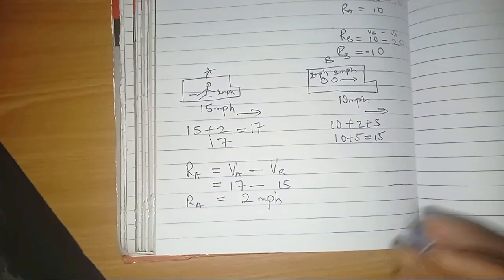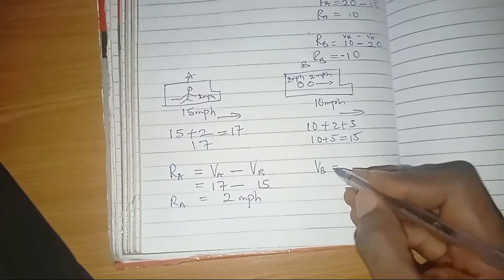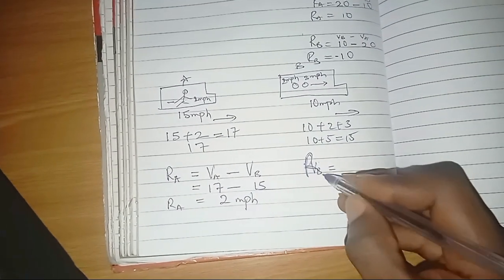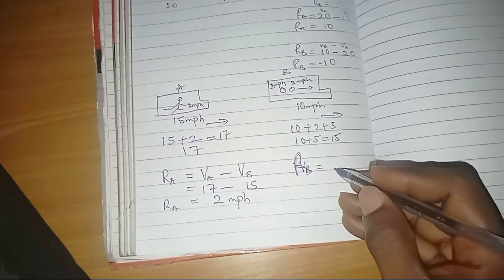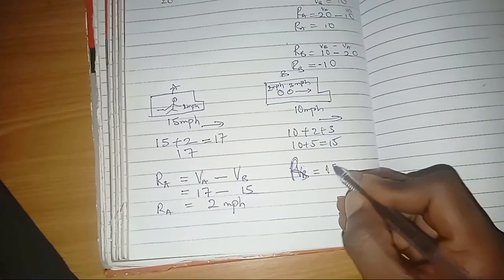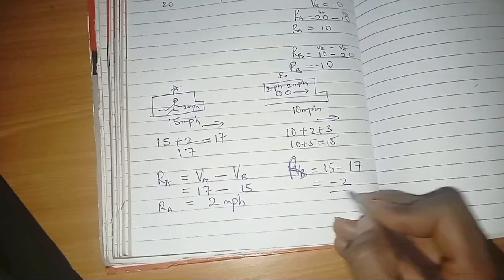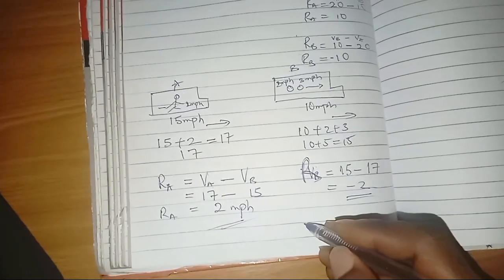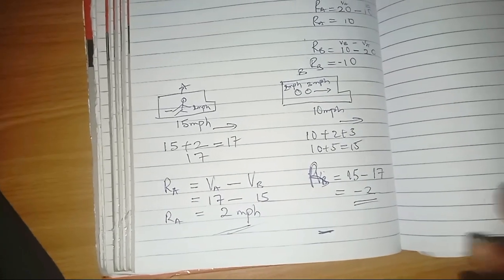But if I now ask you, what will be the relative velocity of B? It will simply be 15 minus 17, which equals minus 2. And this thing makes sense. So relative velocity always has this formula, that is, the negative sign is always in between once it's in the same direction.